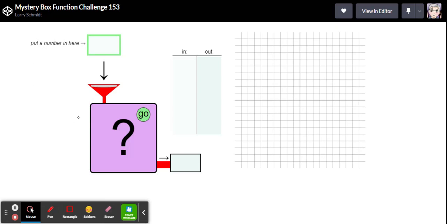Hello everybody and welcome to another mystery box function challenge. In the purple box there is some mystery math and your challenge is to figure out what it is. Use the link in the description to try this out, and when you think you've got an answer, come on back and see if we get the same thing.